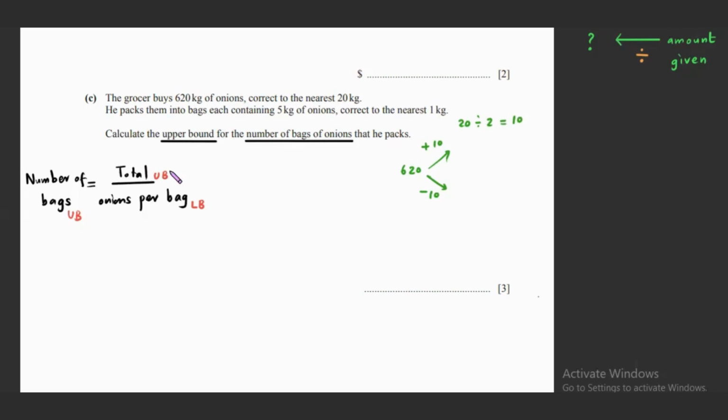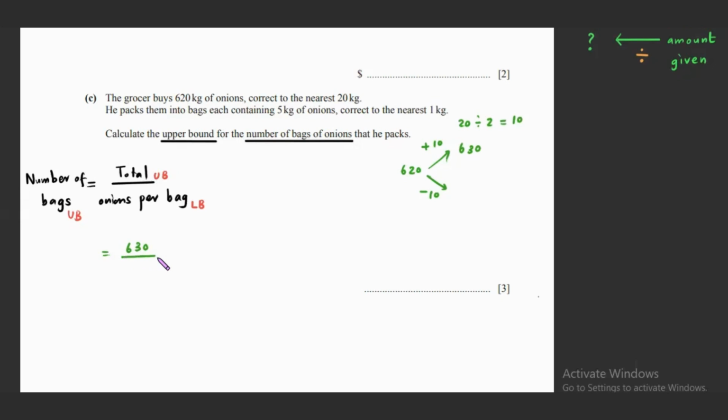In this case, we need the upper bound for the total amount of kilograms that we have. So we need to add this 10 to this 620, which will be 630. So then the total is equal to 630. So that is at the top.